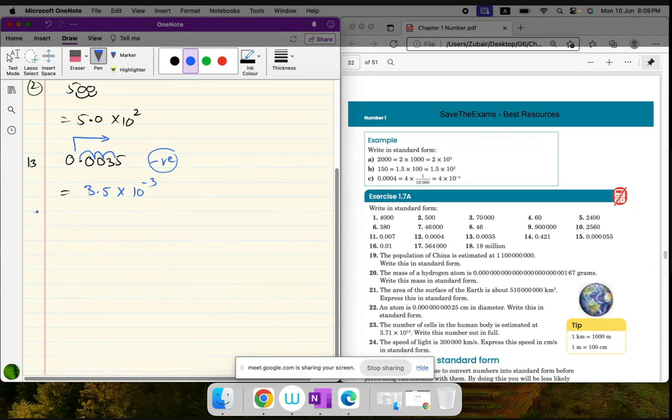Let's try a few more numbers. Question number 9 is 900,000. So if we change it into standard form, 9 times 10 power 1, 2, 3, 4, 5. So it's 9 times 10 power 5.